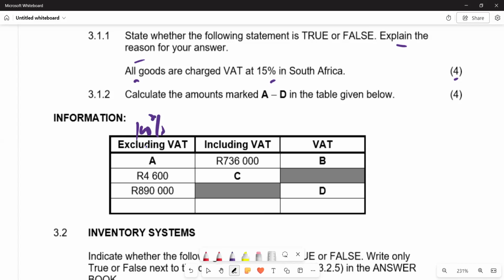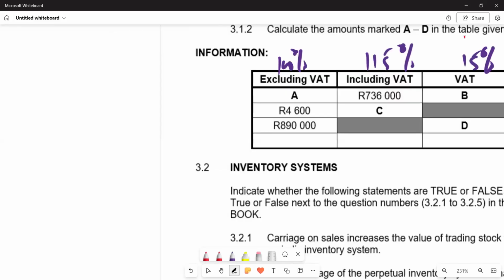Remember our rate is 15%, so VAT is 15%. So including VAT is 100 plus 15, then we get 115%. So these are the proportionate representation that we have there. We are just going to use simple proportion there, whereby for A we are going to say 115% is equal to 736,000. What about 100%? Then we just make a proportion there. So let's see how we can represent it so that we can make a proportionate calculation.